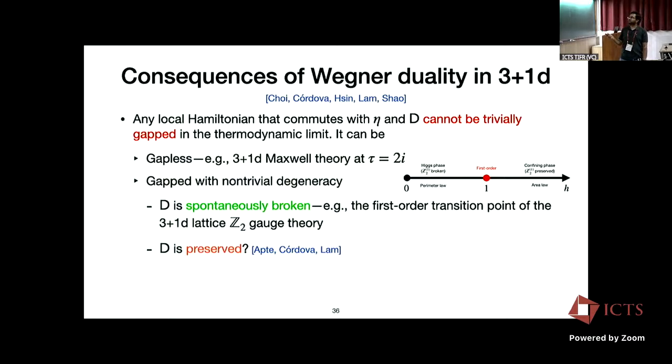So 3+1D Maxwell theory at a particular coupling, at a particular value of E squared, has Wegner duality symmetry. Basically, you gauge it, you change the coupling value, but then you use electromagnetic duality to come back to the original coupling. And this works exactly at one particular value of coupling, and that's given by this. In terms of E, it's like E squared equal to half or 2 or something like that.